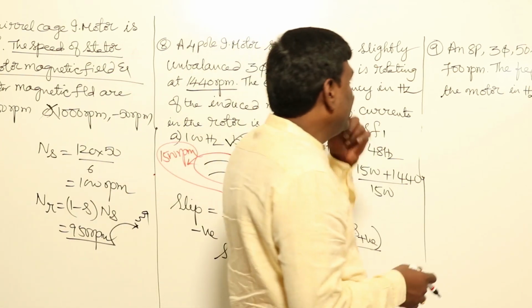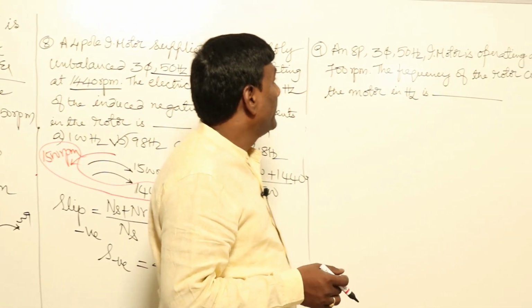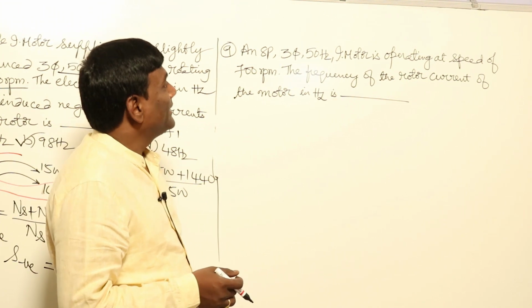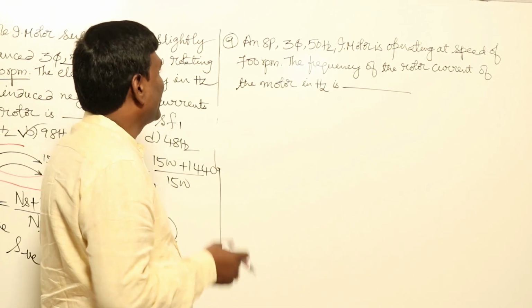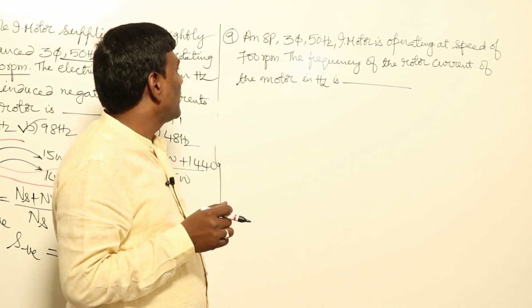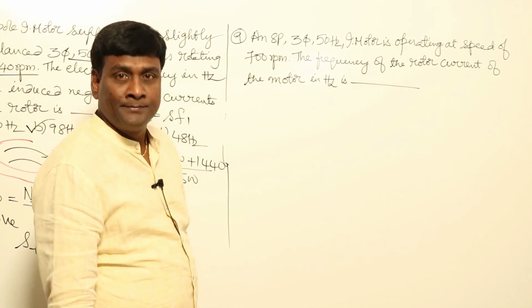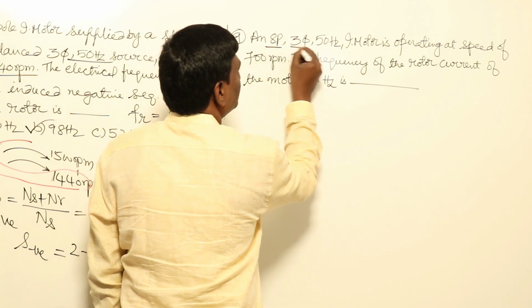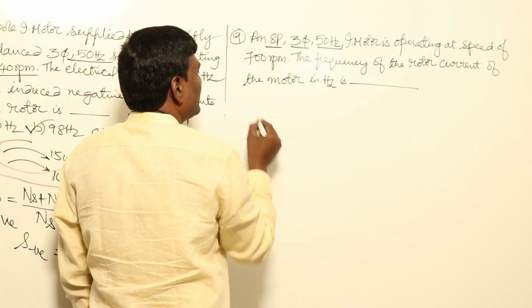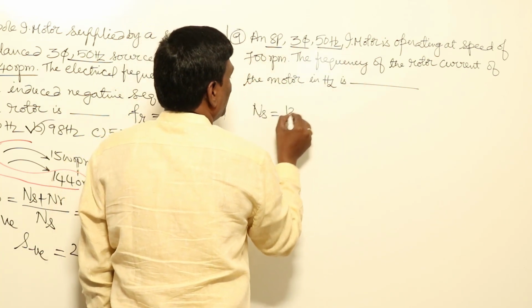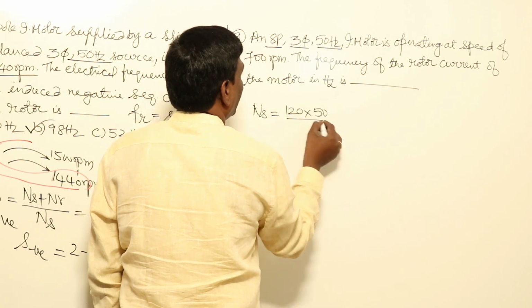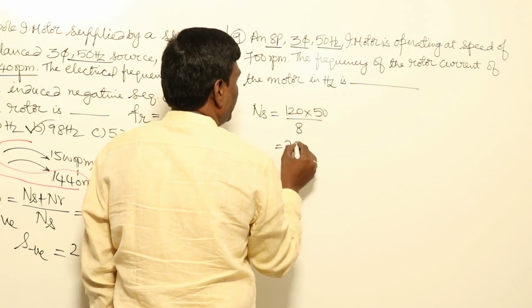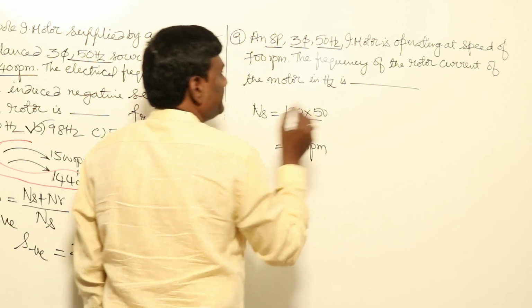Now the next thing, let us take one more problem. An 8-pole 3-phase 50 Hz induction motor is operated at a speed of 700 rpm. The frequency of the rotor current in the motor is? So let us calculate the synchronous speed. Ns equal to 120 F by P is going to give you 750 rpm.